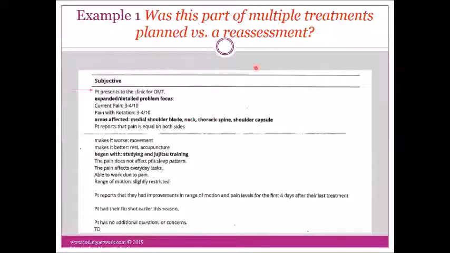So let's just take a look at one of the notes that's problematic. Okay, so in this example, was this part of multiple treatments planned, or is there a reassessment going on? Well, again, right in the beginning of the note where it says the patient presents to the clinic for OMT, I'm afraid most insurance contractors are going to look at that one sentence and not go much further in making their decision that they don't think a separate E&M is going to be supported.